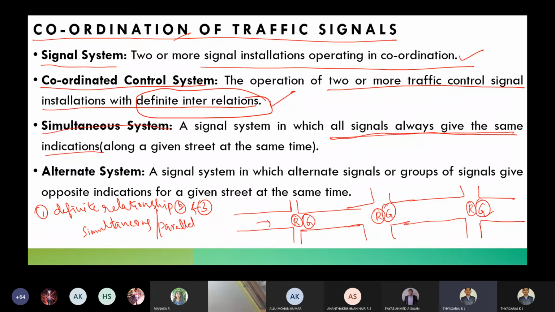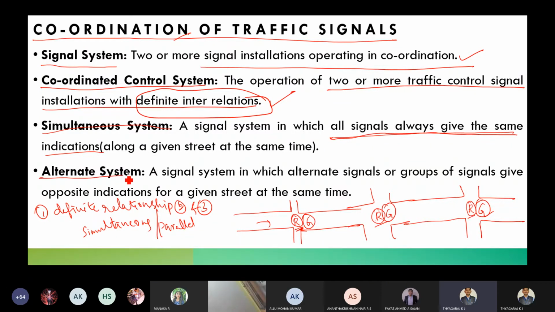Simultaneous system? Kindly respond. Is it clear? Yes, sir. So the first signal is indicated as red. The second signal will be indicated as red only. The third will also be indicated as a red signal only.